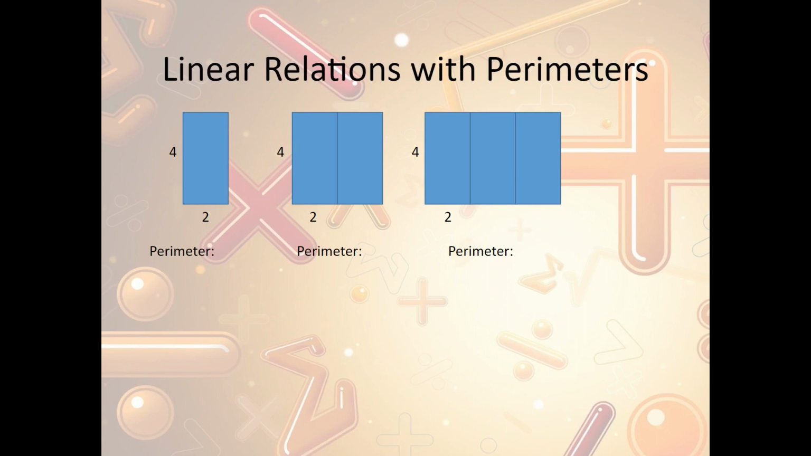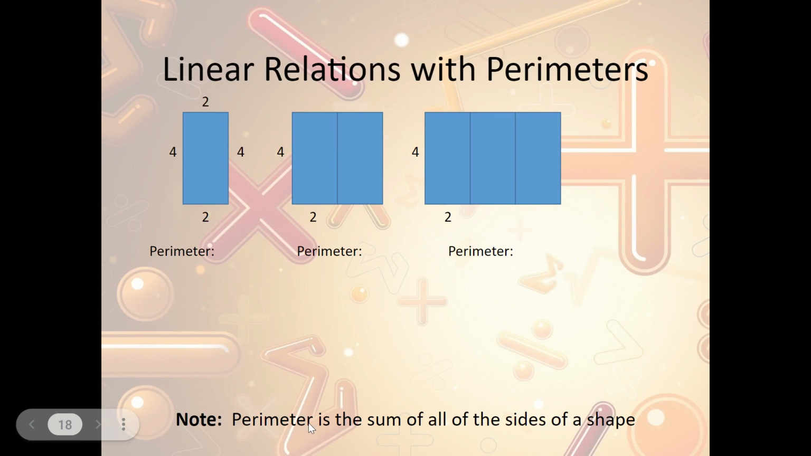Now we can take a look at it another way in terms of perimeter. So this is kind of a geometric application to this. So if we have the perimeter of this block here, we know that this side is 2 and this side is 4. So now we're going to see that this side is also 4 and this side is 2. We know that perimeter means the sum of all the sides, or adding up all the sides. So this is 4 plus 4, which is 8, plus 2 is 10, plus 2 is 12. So that's my perimeter for the first one.